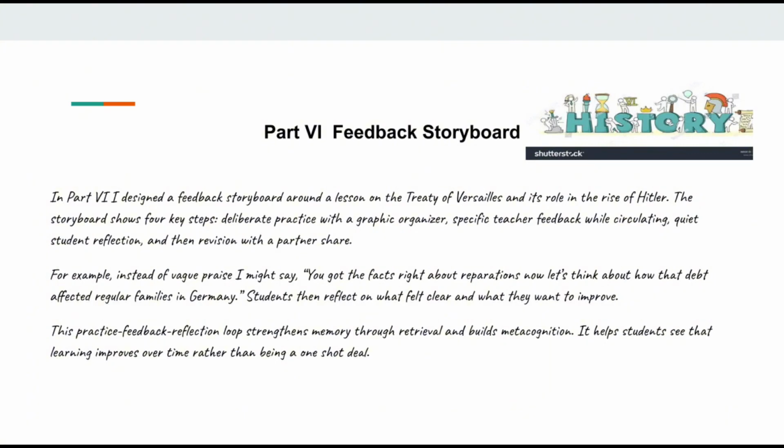And then the feedback storyboard. So I designed a feedback storyboard around a lesson on the Treaty of Versailles and its role in the rise of Hitler. The storyboard shows 4 key steps: deliberate practice with a graphic organizer, specific teacher feedback while circulating, quiet student reflection, and then revision with a partner share.